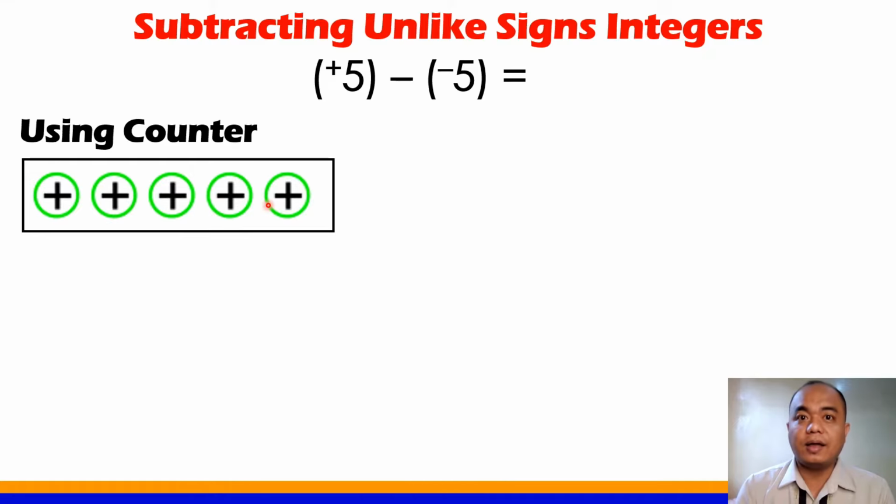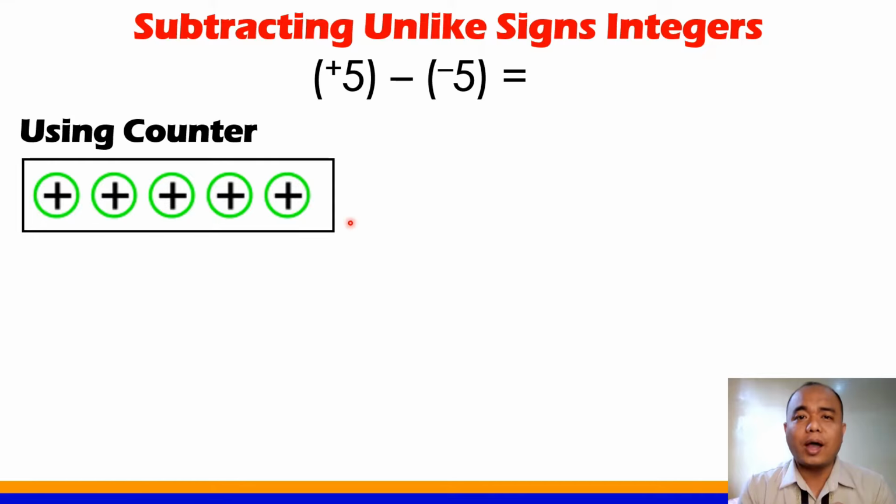Siyempre hindi, di ba? Bakit hindi? Paano natin mababawasan ito? Wala namang negative na counters na nasa loob ng box natin. So, paano natin ito gagawin? Again, hindi tayo makakakuha ng negative counters sa ating box dito kasi nga walang negative counters na nasa loob. Hindi naman po pwede, class, na basta-basta na lamang tayo na maglagay ng negative counter sa loob kasi mag-iiba na ang ating problem kung ganyan.